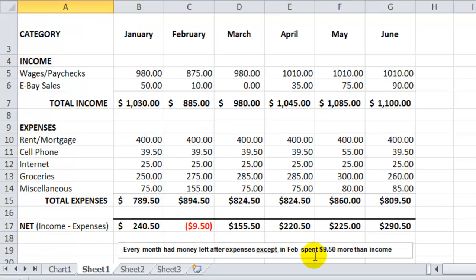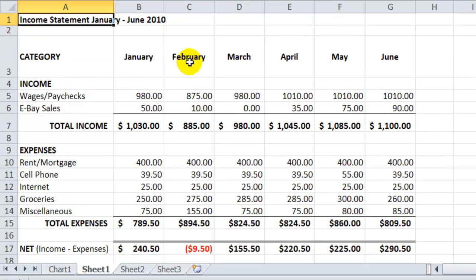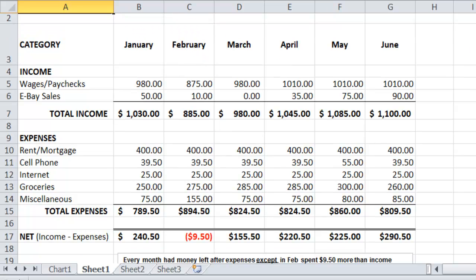Now let's take a look at a simple income statement. This income statement is for 6 months, January to June, and these will be actual amounts. So these are actual amounts of income. Again, how much money came in each month for wages and how much came in money for eBay sales. You might have other income items: interest income, loan income, some other type of income, child care, child support income. They're all various income categories.